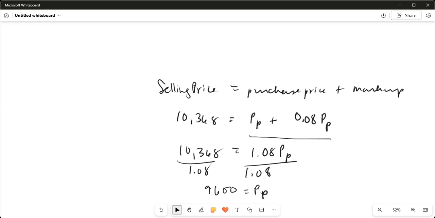And that means that the markup is the difference between 10,368 and the 9,600. So $768 is the markup.